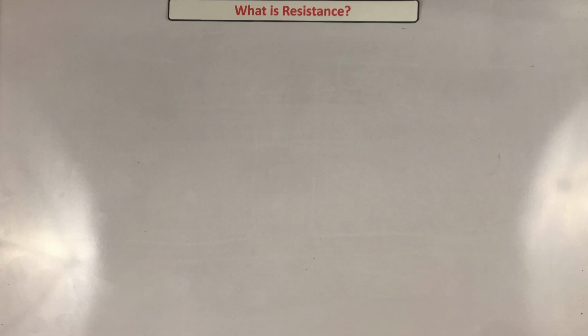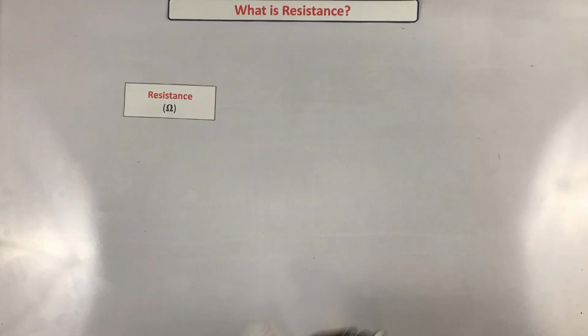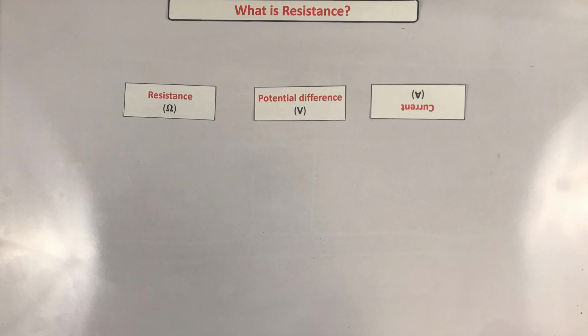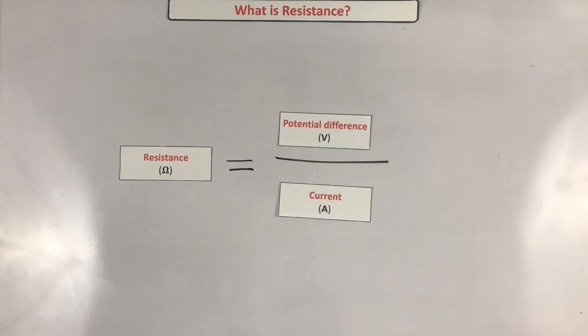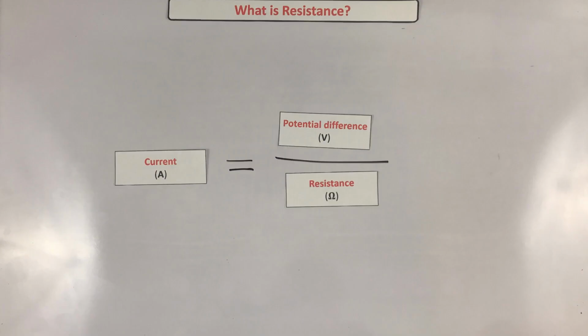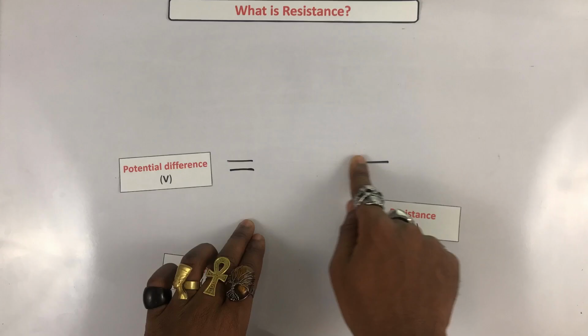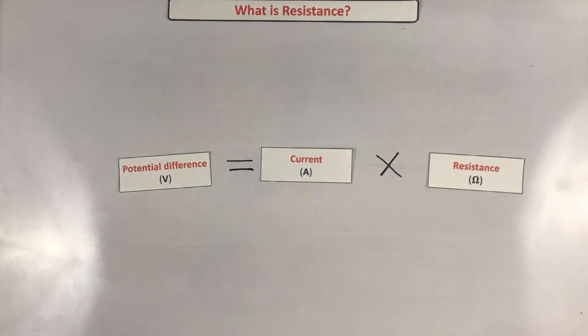You are also expected to be able to calculate resistance from your potential difference and the current. You get the potential difference from your voltmeter and the current from your ammeter. The equation is resistance equals potential difference divided by current. In your equation triangle, that is the potential difference at the top and the resistance and current are both at the bottom. That means that current is potential difference divided by resistance, and potential difference is resistance times current.